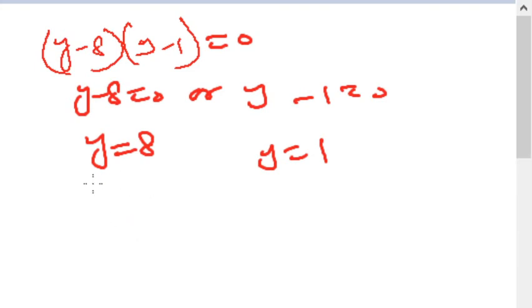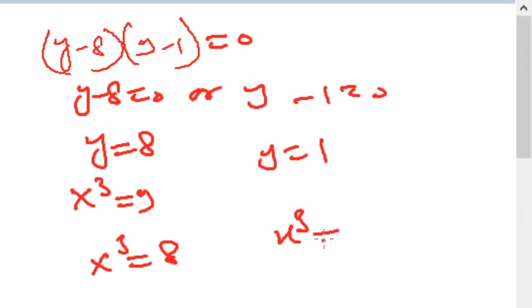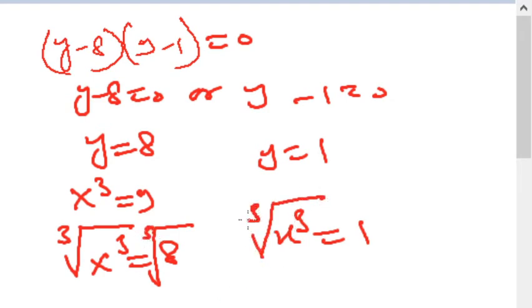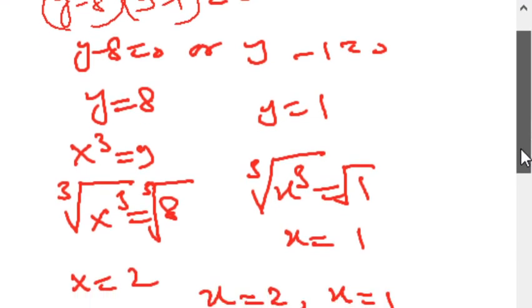Now what was y? X cube was y. So replace y again with x cube. X cube is equal to 8 and here x cube is equal to 1. Now take the cube root on both sides. So x is equal to 2, and cube root here, so x is equal to 1. Now the solution is x is equal to 2 and x is equal to 1. That's the result, that is the answer.